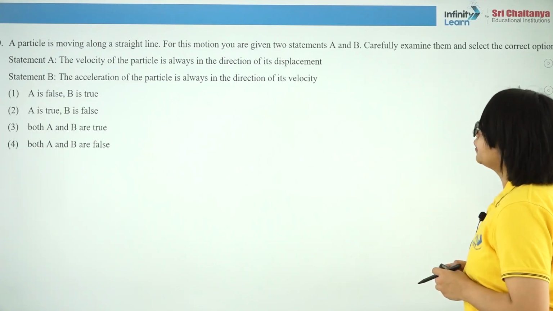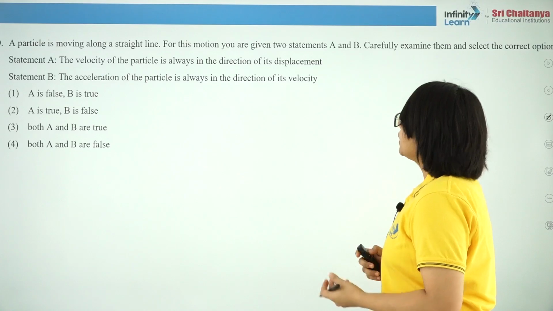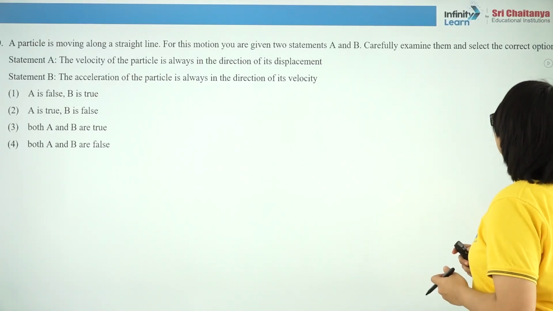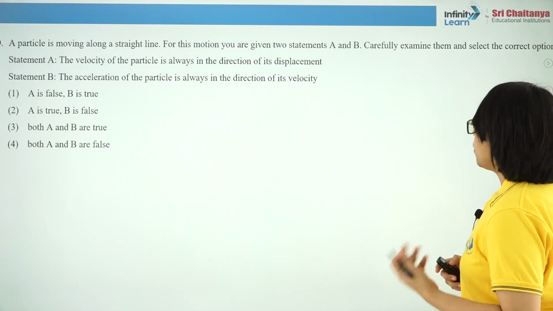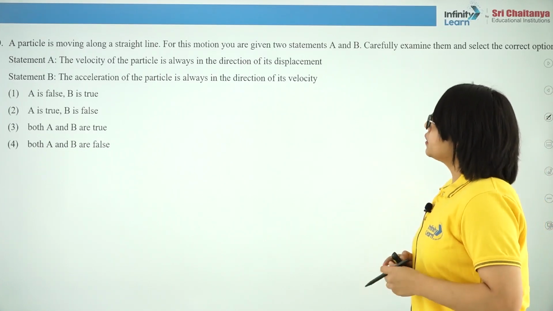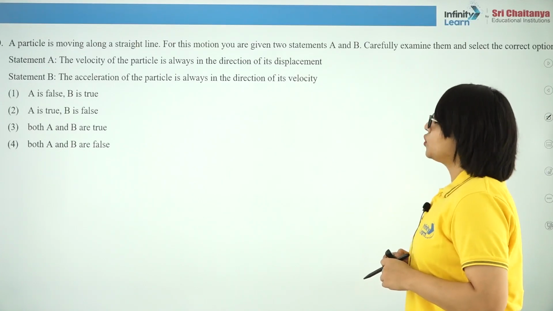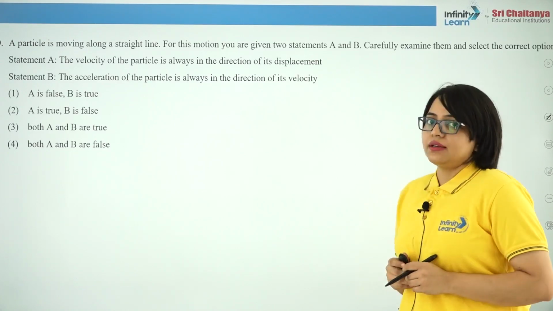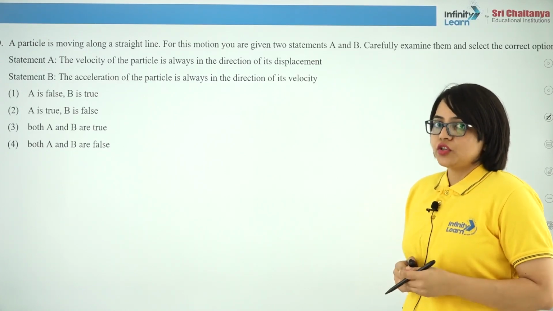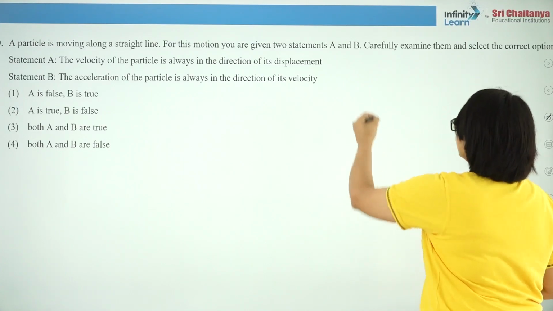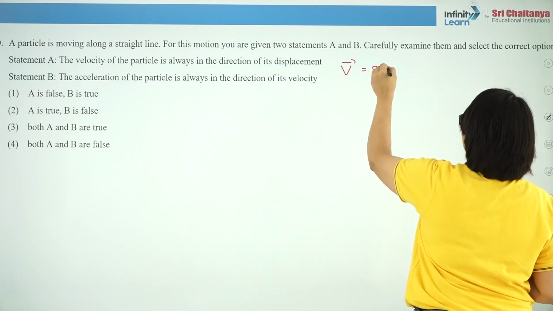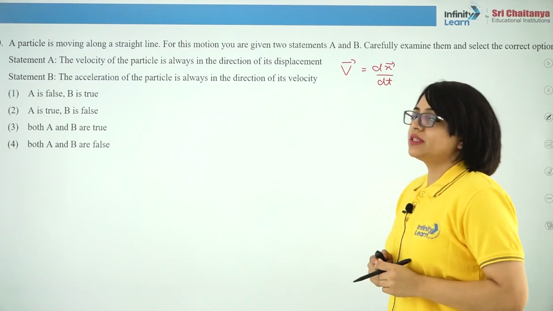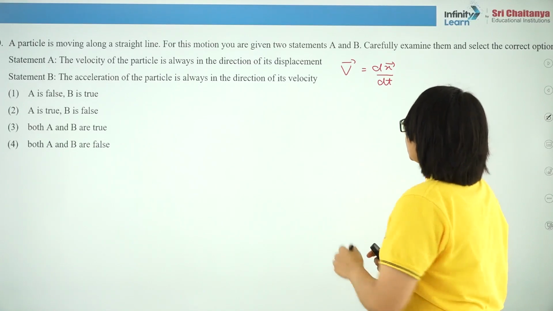Next is 110. A particle is moving along a straight line. For this motion, you are given two statements A and B. Carefully examine them and select the correct option. Statement A, the velocity of the particle is always in the direction of its displacement. That is true because v vector is equal to dx vector divided by dt, right. So, velocity is always in the direction of displacement. So, the first one is true.